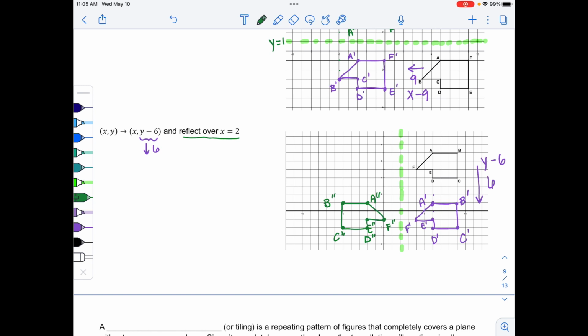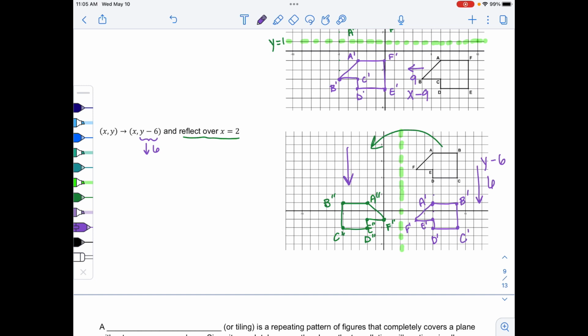Okay, so there you go. I've glide reflected this thing. I slid down 6 as my glide or my translation, and then my reflection was flipped it right on over. Again, it doesn't matter what order you do this. If I would have reflected that direction first and then slid that down, I would have got the same image. You could do it either way.